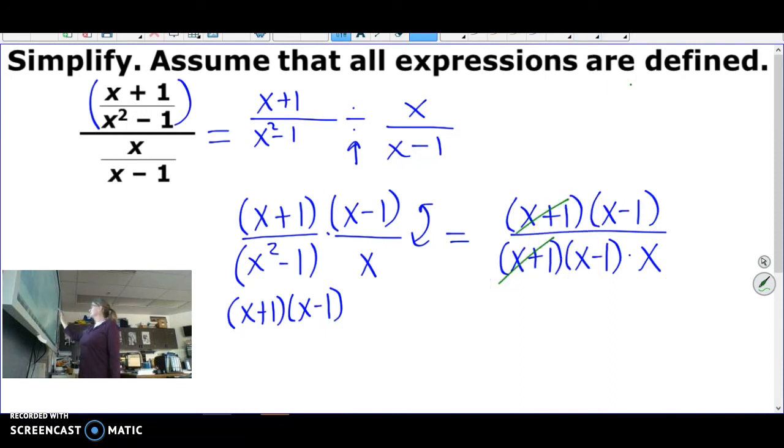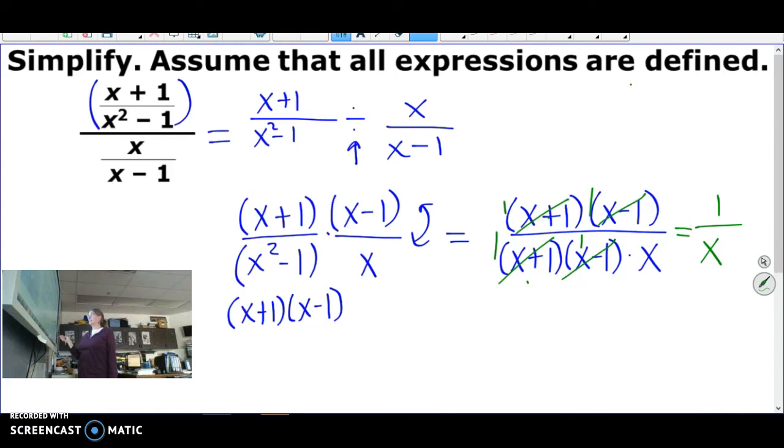Now, let's simplify this by finding common factors. I've got an x plus 1, and I have an x minus 1 that simplifies to 1 over x, because x plus 1 over x plus 1 simplifies to 1 over 1, and this also simplifies to 1 over 1. The x, notice that the x is in the denominator.